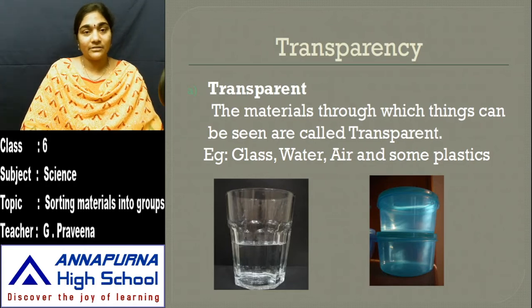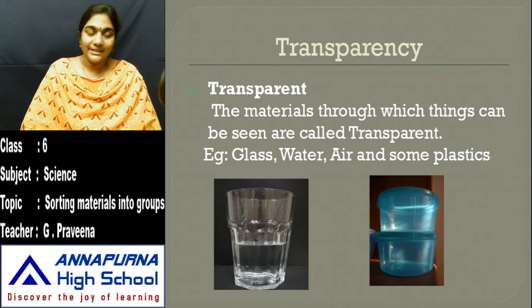The first transparency property is for objects which are transparent, in the sense the material through which things can be seen. For example, if you take a glass in front of you, you can see the objects which are present behind the glass. In the sense, these objects are transparent. So the materials through which things can be seen are called transparent objects. The examples mentioned here are glass, water, air and some plastics which are transparent in nature.